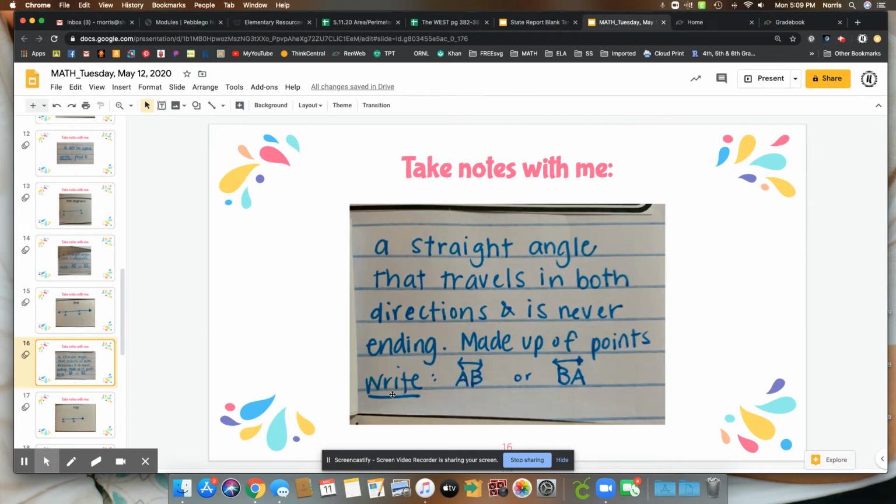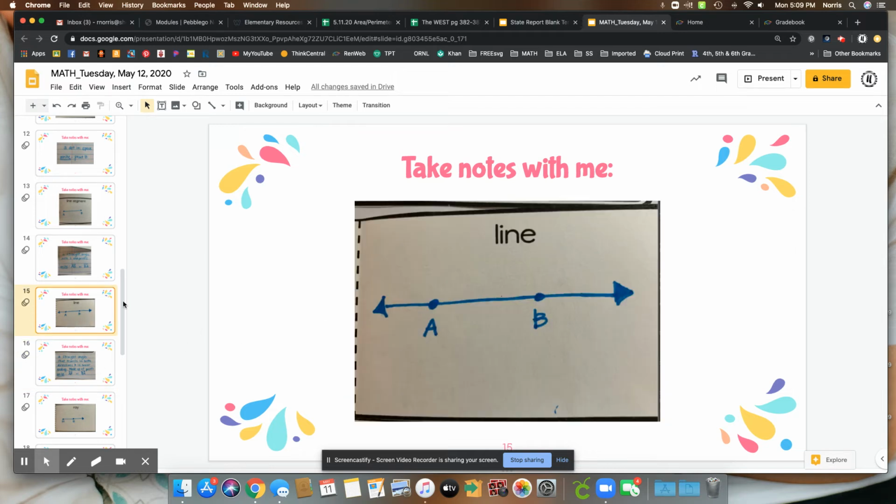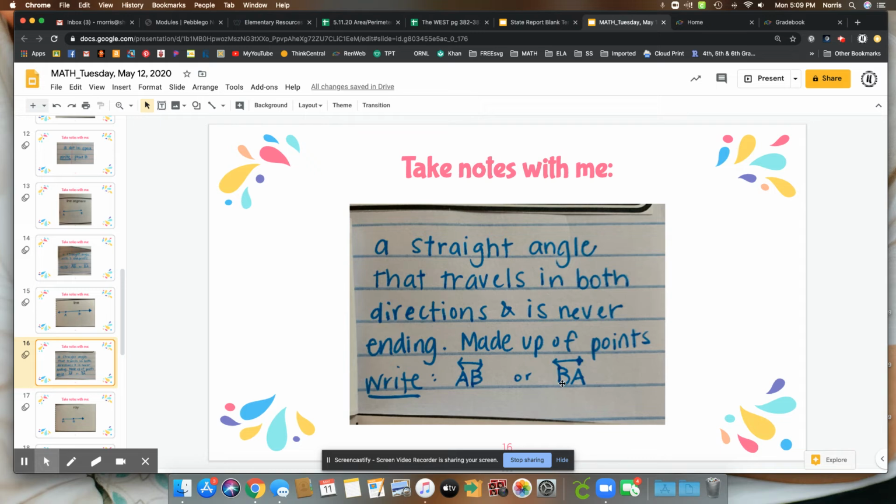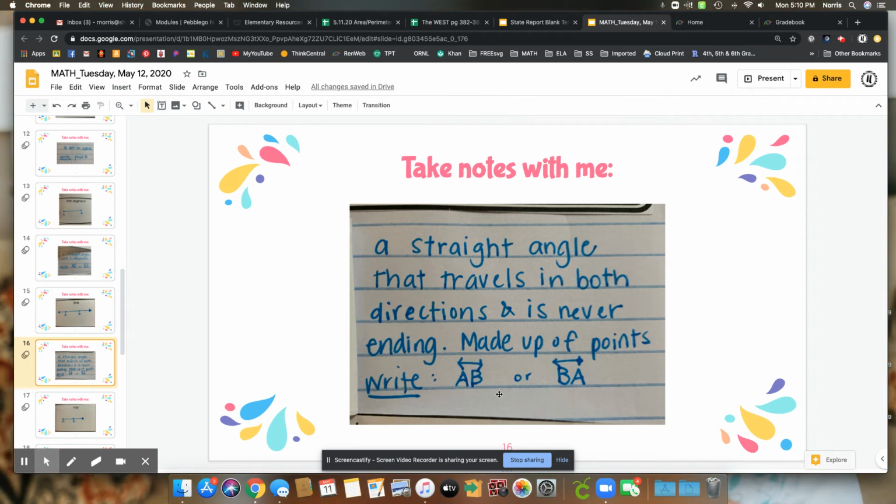But notice how you would write this. You do not write the word line. You would take the 2 points that are noted on the line, A and B. Again, they can be in any order. That's why I gave you both options. And instead of just that one little line above it, like the line segment, you would need to add arrows here to say, okay, it is a line, not a line segment. So this right here is your symbol for line.